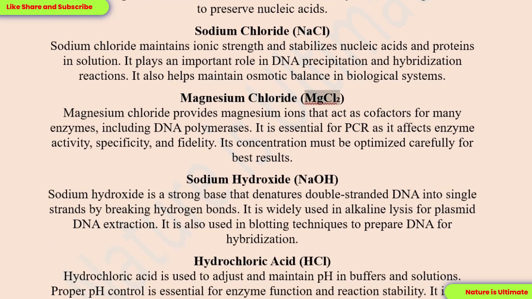Magnesium chloride, MgCl₂. Magnesium chloride provides magnesium ions that act as cofactors for many enzymes, including DNA polymerases. It is essential for PCR as it affects enzyme activity, specificity, and fidelity. Its concentration must be optimized carefully for best results.